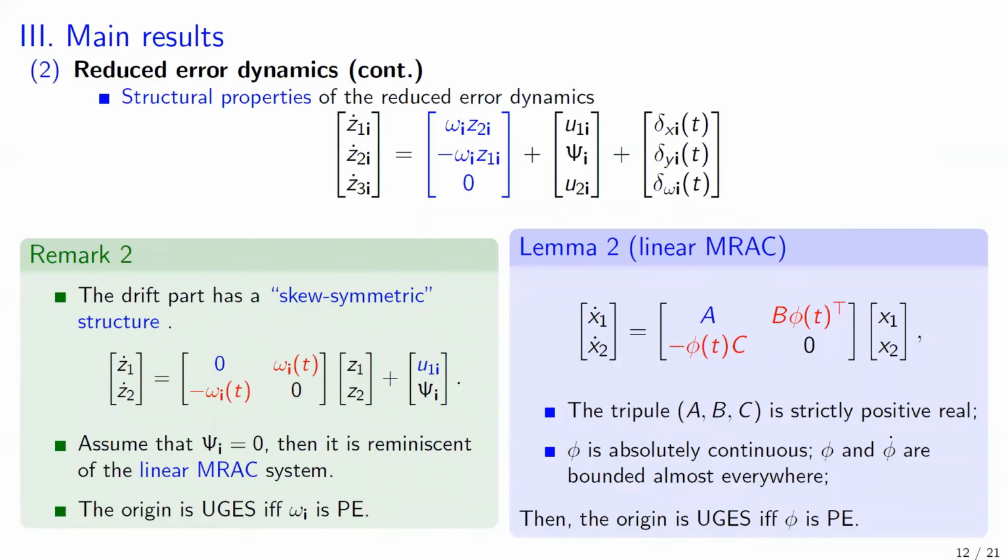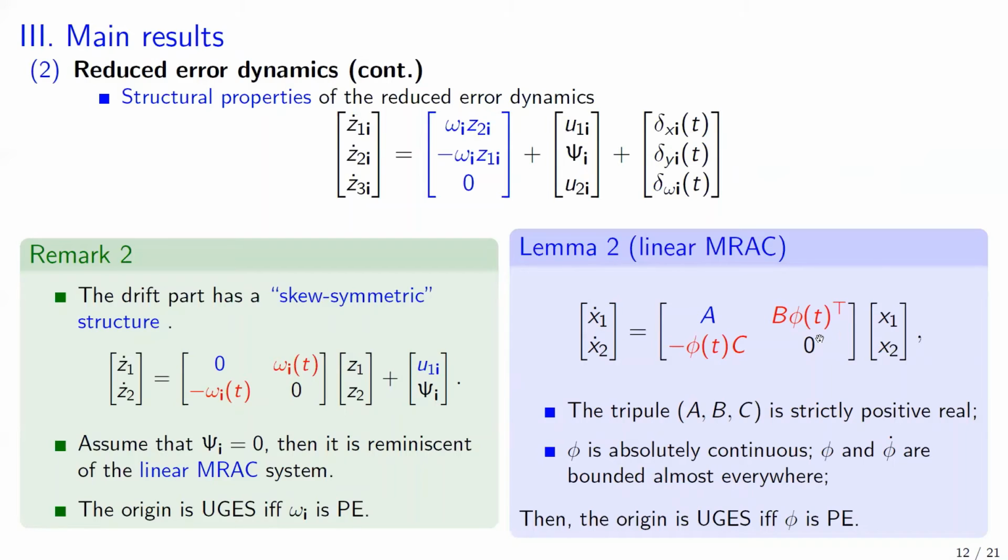We identify two structural properties of the reduced order system. The first one is that the drift part, which can be written in this form, has a linear model reference adaptive control structure. Assume that this psi is 0, then this is reminiscent of the linear MRAC system, which is shown here.